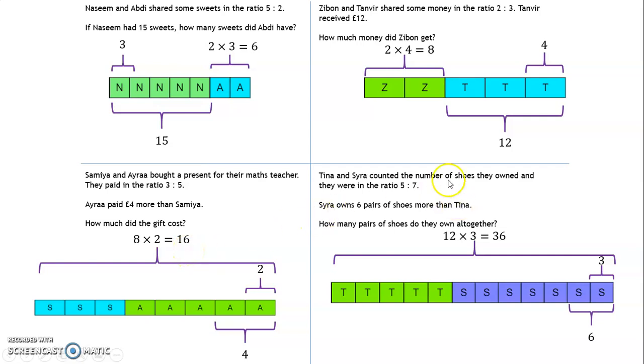Tina and Syra counted the number of shoes they owned, and they were in the ratio 5:7, so 5 for Tina, 7 parts for Syra. And Syra owns 6 pairs more than Tina, so she's got 7 parts, and Tina's only got 5, so 2 parts more. So this is representing the 6 more shoes that she's got. And one of those then is 3. 12 parts altogether, each of them 3, so 12 lots of 3, 36 shoes altogether.